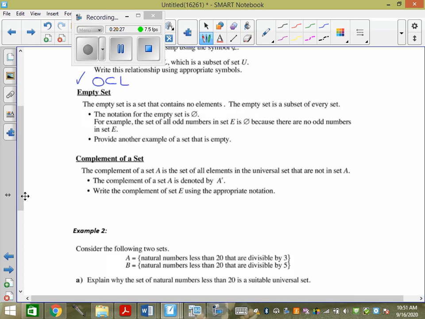Complement of a set, that's also on there, it's the top one, A with a little slash. The complement of a set is the set of all elements in the universal set that are not in set A. So the complement of set A is denoted as A with a little slash. The complement of set E, we're going to use proper notation. So we're going to go E complement equals, and we do the squiggle brackets. Now if you want to draw the squiggle brackets correctly, on the left it's forwards S, backwards S, if that helps you. And then the other one's backwards S, forwards S.